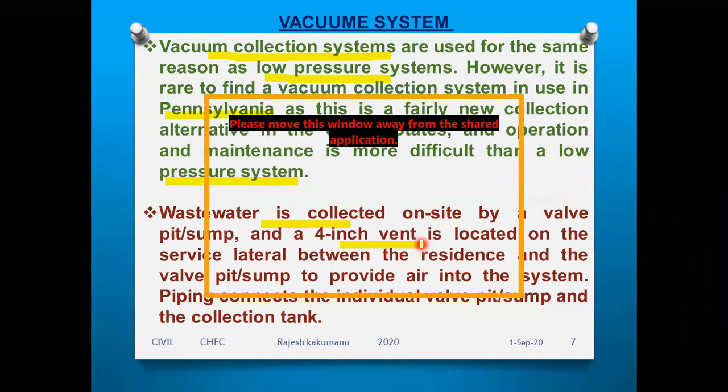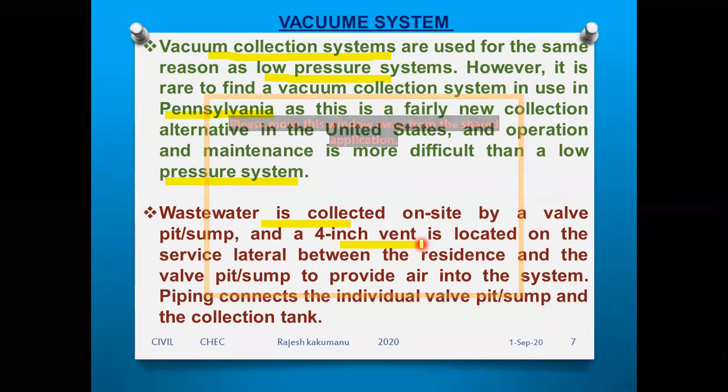So instead of a pump we are collecting in a pit, a small digging area inside the ground. Okay, so pit or sump.